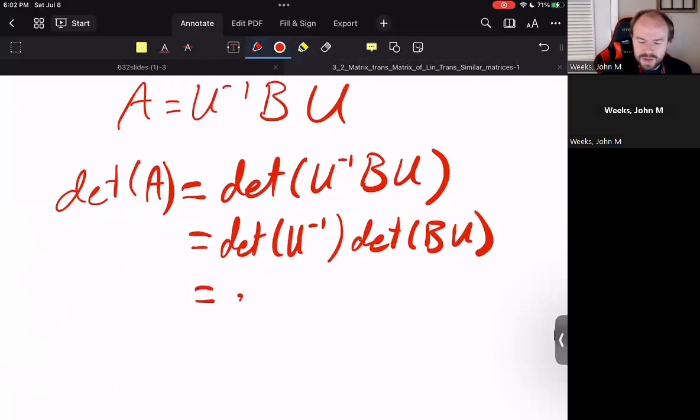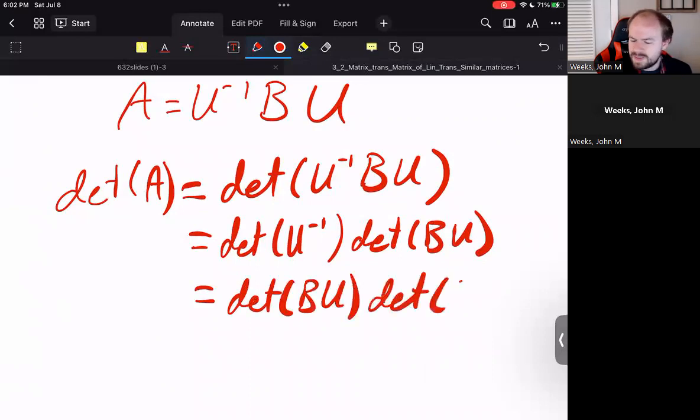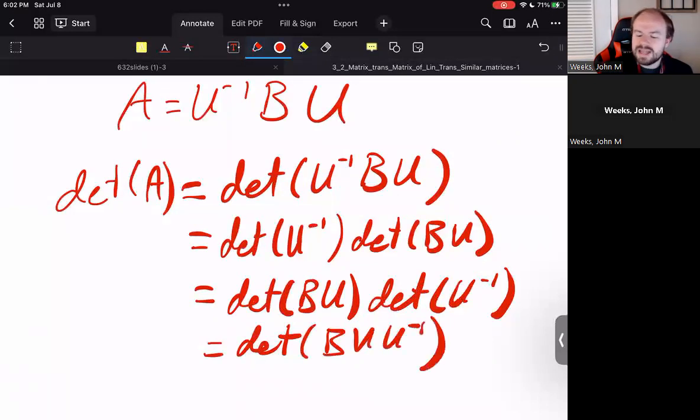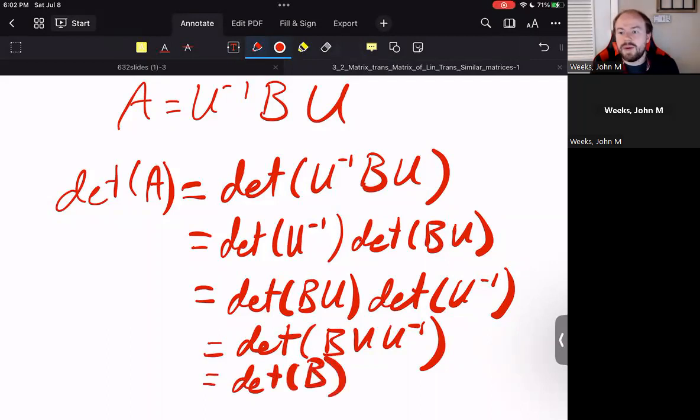I can also switch these around if I would like. Determinant of BU, determinant of U inverse, and that's because we're just multiplying numbers now. A times B is B times A. And I can go backwards. Now that I have two determinants being multiplied together, I know that that's the same as the determinant of the product. The reason that I did this little switcheroo here is that now on the inside, I have B times U inverse. This gives me that the determinant of A is equal to the determinant of B.